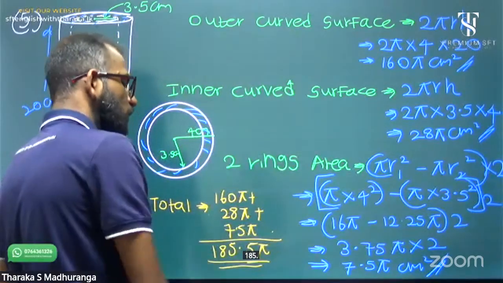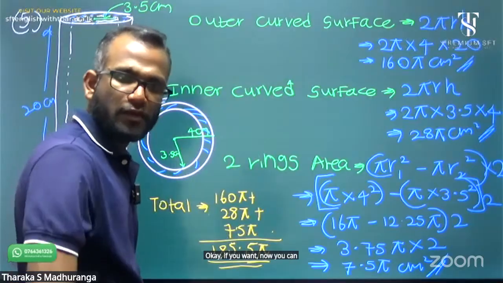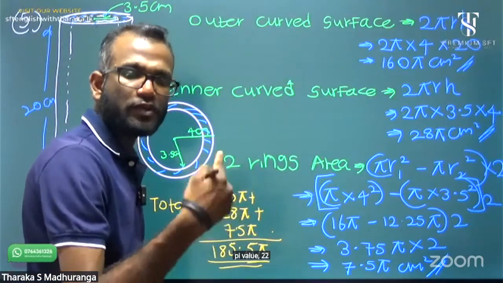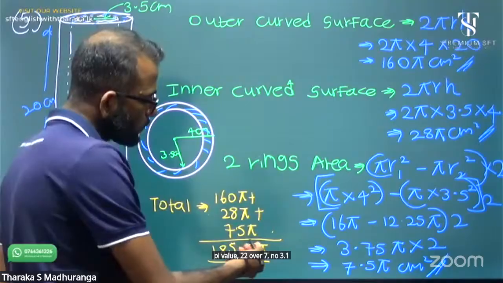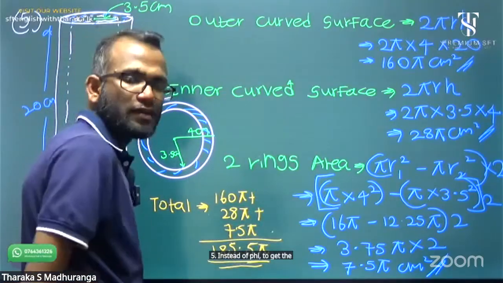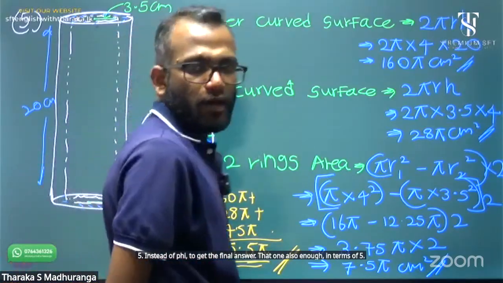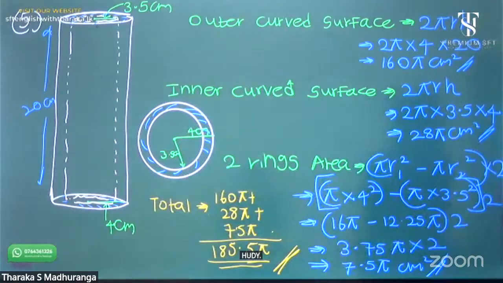195.5 multiplied by π. Okay. If you want, now you can multiply by the π value, 22 over 7 or 3.14, or you can use any value for π to get the final answer. That one is also enough in terms of π. Please note down these types of questions, always asked in exams. Rational questions.